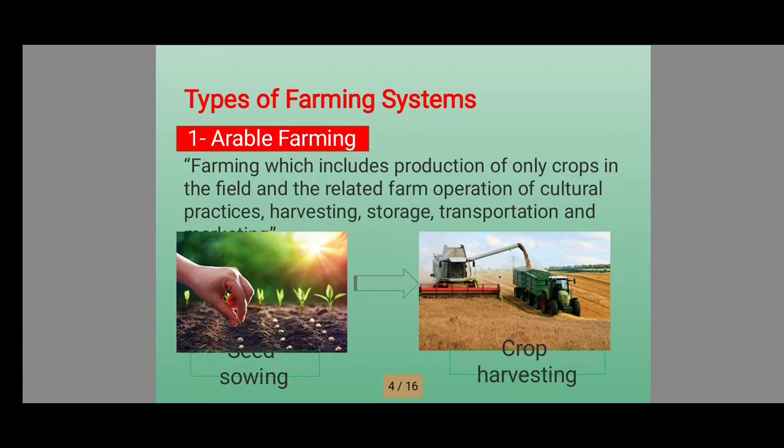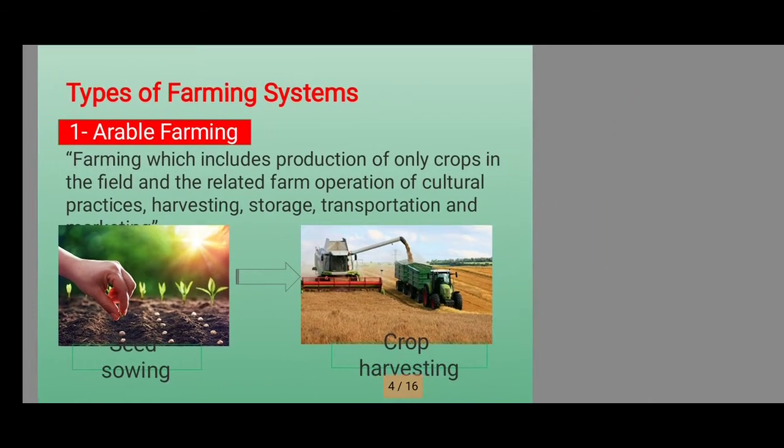First of all is arable farming, which includes the production of only crops in the field and related farm operations of cultural practices, harvesting, storage, and transportation. It includes everything from seed sowing to crop harvesting.